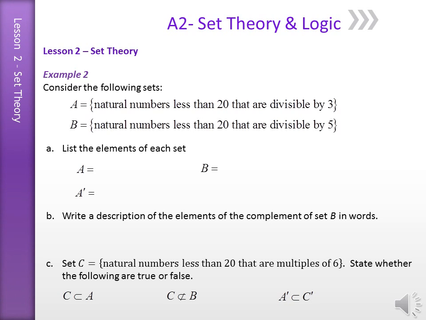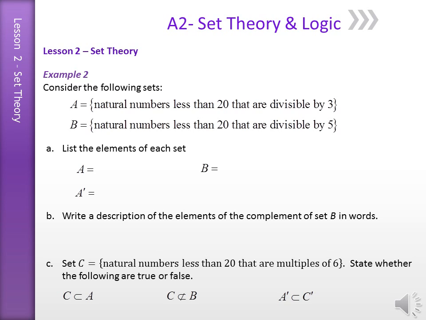Let's take a look at example 2. Consider the following sets. Set A is equal to the set of natural numbers less than 20 that are divisible by 3. Set B is equal to the set of natural numbers less than 20 that are divisible by 5. Let's start by listing the elements of each set.